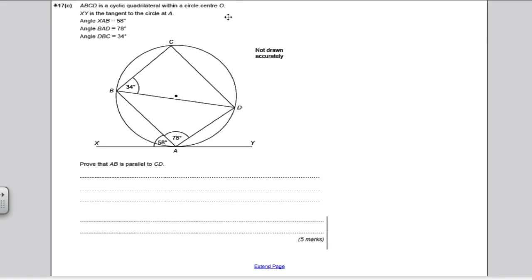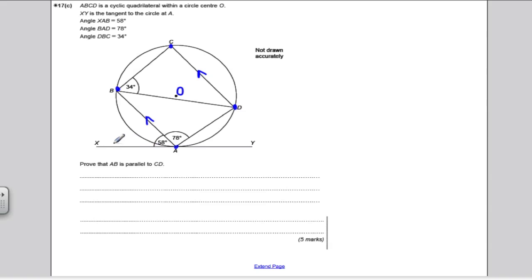ABCD is a cyclic quadrilateral with centre O. So here is the centre, and ABCD is a quadrilateral with its vertices on the circumference of a circle. It tells you various angles, and it asks you to prove that the line segment AB is parallel to the line segment CD. Okay, so let's fill in a bit of information that we already know.